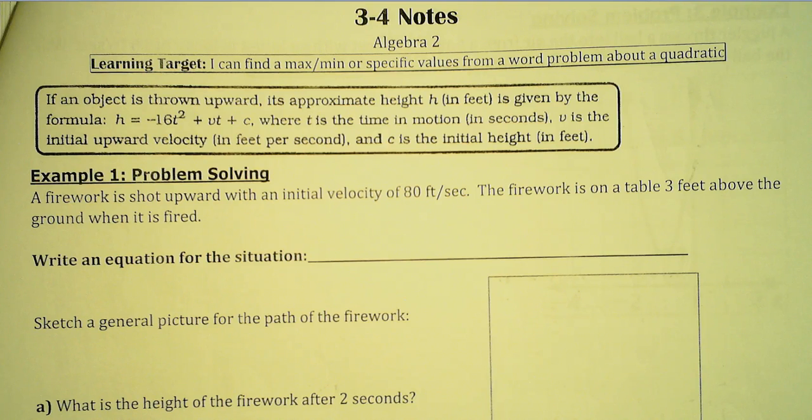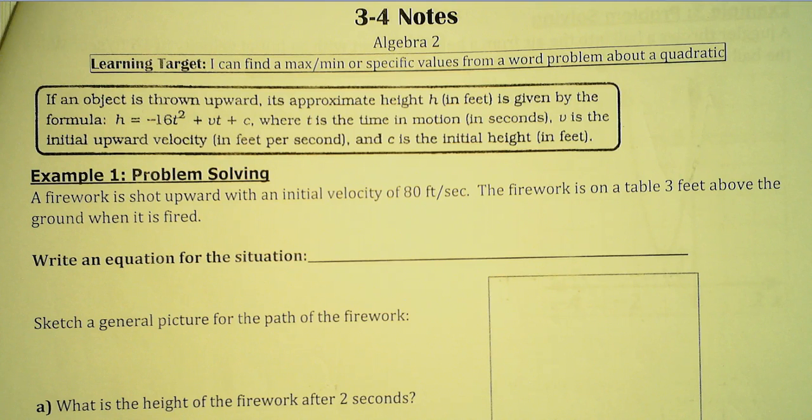T is time, and so where we usually have the x value, that's going to be your time here. Where we usually have your y value, that's going to be your height. And v is the initial velocity or the speed of the object, and the c is going to be the initial height of the object.